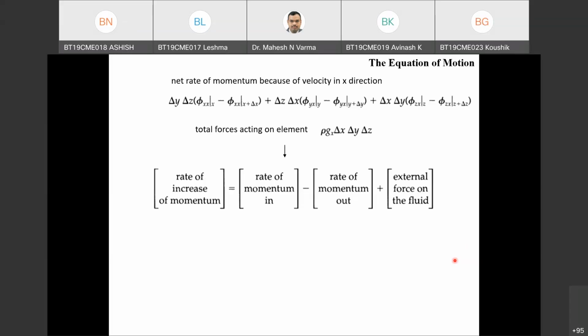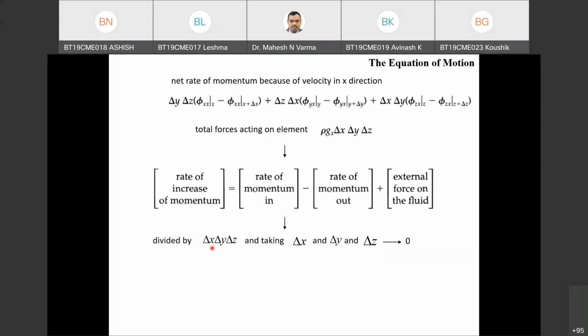Sir, after dividing by delta x, delta y, delta z, rho into dou v by dou t is equal to dou of, so rho into dou v by dou t. Yes, sir. Dou rho and dou v.